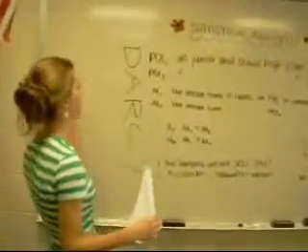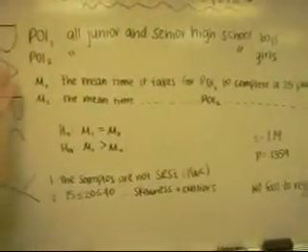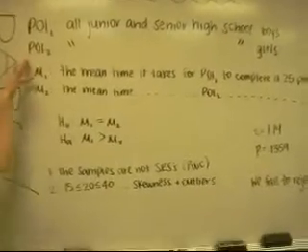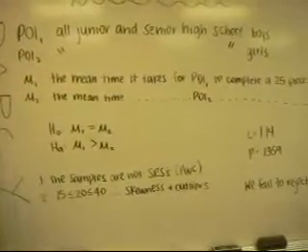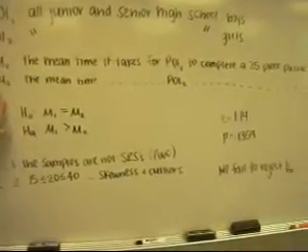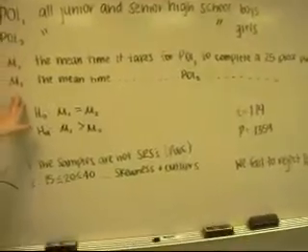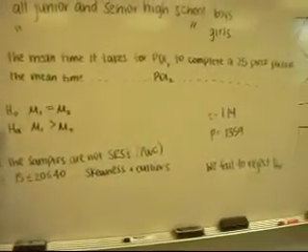So here's our statistical analysis, and basically this is where we mapped out all the stat stuff. So our POI 1 was all junior and senior high school boys. POI 2 was all junior and senior high school girls. And then our Mu 1 was the mean time it takes for POI 1 to complete the 25-piece puzzle, and Mu 2 was the mean time it takes for POI 2 to complete the 25-piece puzzle.